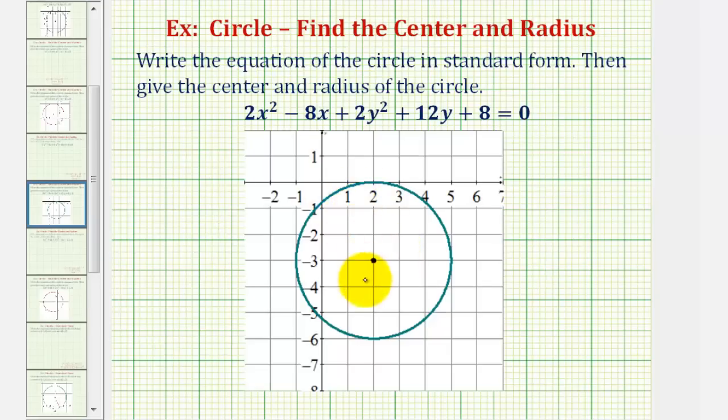Notice the center of the circle has coordinates (2, negative 3). And then for the radius, if we sketch a segment from the center to any point on the circle, let's say this segment here, we can see the radius is 3 units.